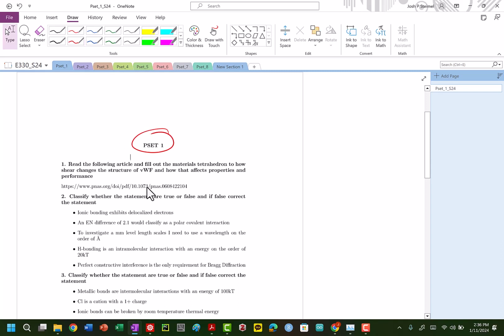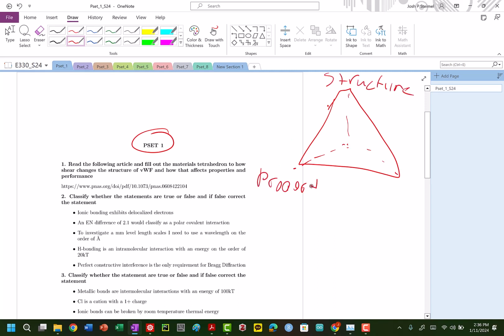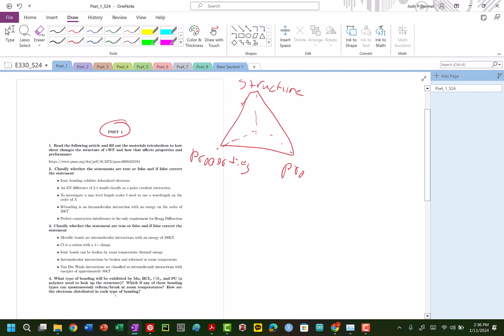Read the following article and fill out the materials tetrahedron. I'm going to do my best to draw our materials, although I'm awful. Here we go. We have structure, we have properties, we have processes, and we have performance.